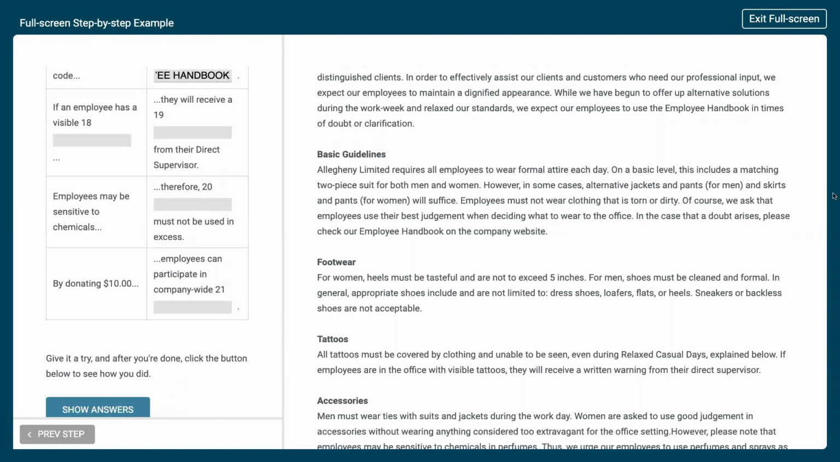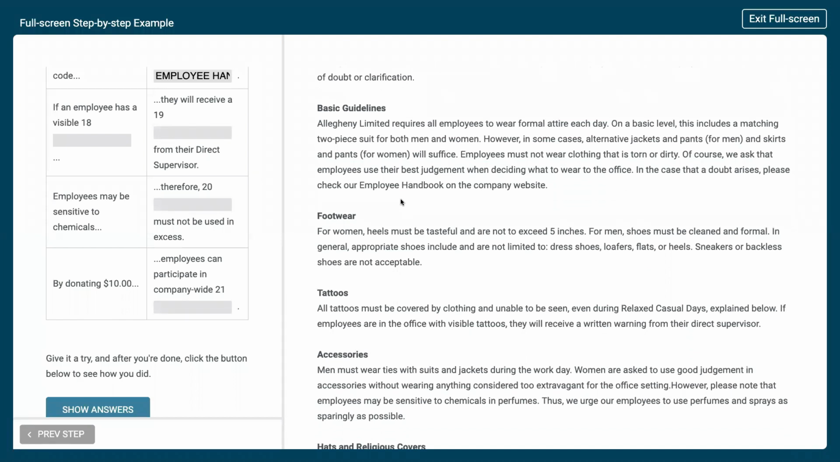All right, we see if an employee has a visible something, they will receive a something. And remember, we were talking about nouns. So I'm looking for direct supervisor. I'm looking for something that is visible. Just because I have studied up on my vocabulary and I'm thinking of things that would make sense, I'm going to look here at tattoos because tattoos are visible. And I see this thing here, unable to be seen. And I see direct supervisor, which is exactly what we see in the table.